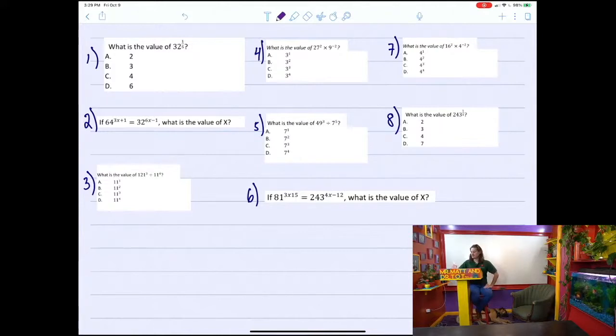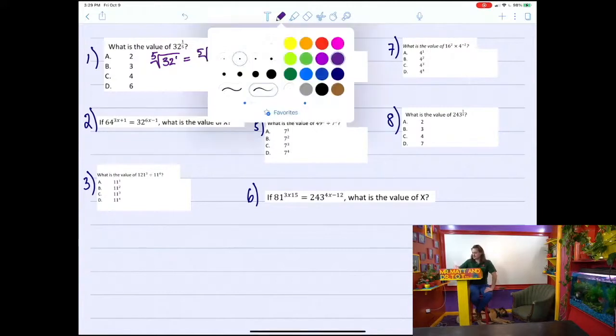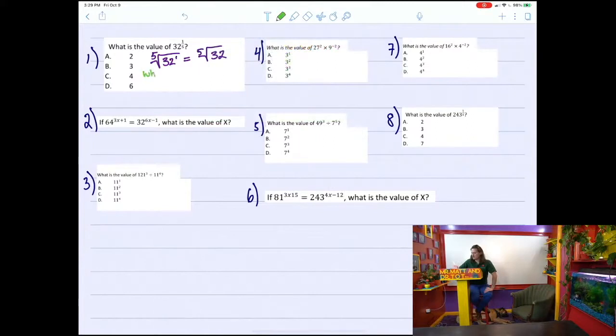Number one, what is the value of 32 to the 1/5 power? So if we convert that into a radical expression, then that would be the fifth root of 32 to the first power, which is just the fifth root of 32. So what that's asking you is what number raised to the fifth power is 32? Or in other words, what number times itself 5 times is 32? That would be the answer to this problem. So that's my hint for number one.